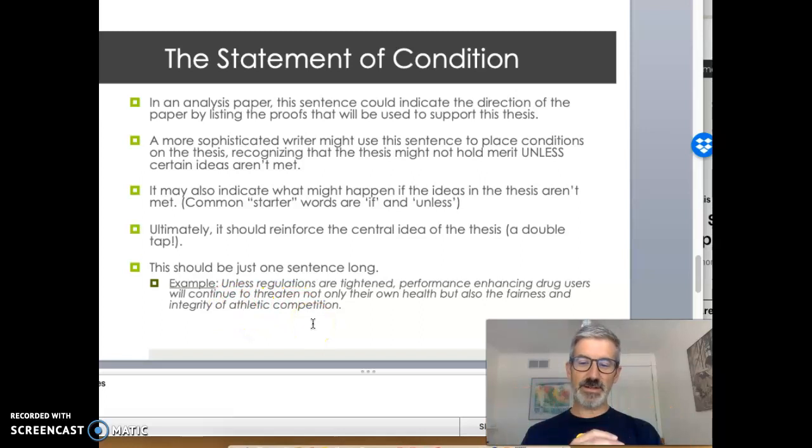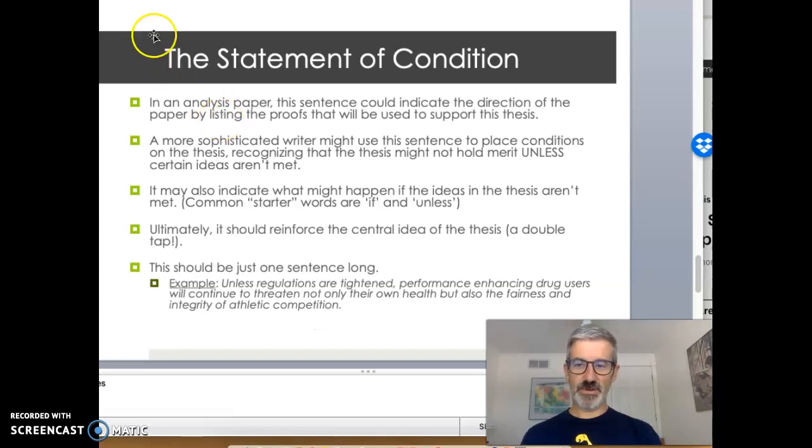Unless regulations are tightened, which was stated in the thesis before that, performance-enhancing drug abusers will continue to threaten not only their own health, but also the fairness and integrity of athletic competition. Okay, so this reinforces our thesis, and now we are ready to continue with the rest of our essay or presentation, where we're going to present an organized pattern of evidence to support this thesis.